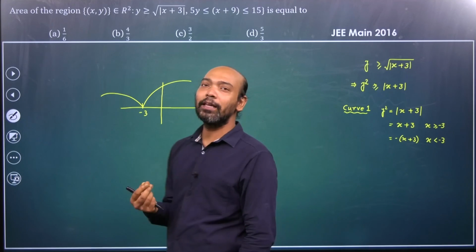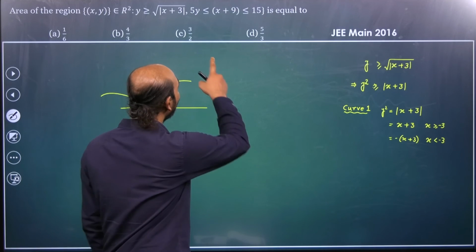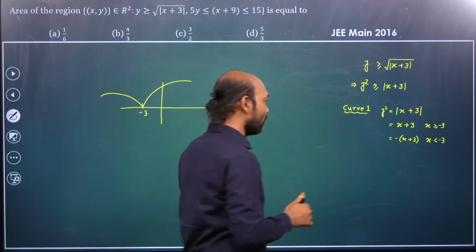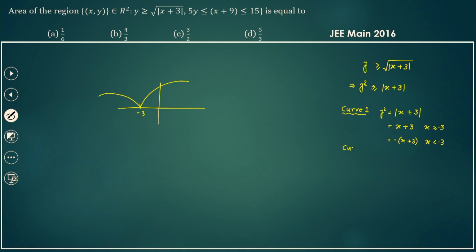Now they give you another curve. What's that? It says x plus 9 is less than or equal to 15. So this is our curve 2. In curve 2 we can easily say that x plus 9 is less than or equal to 15, so for this we need to draw the curve x plus 9 equal to 15, and that implies x is equal to 6. So this is one curve. We can understand that this gives a vertical straight line, so this is what we need to draw.